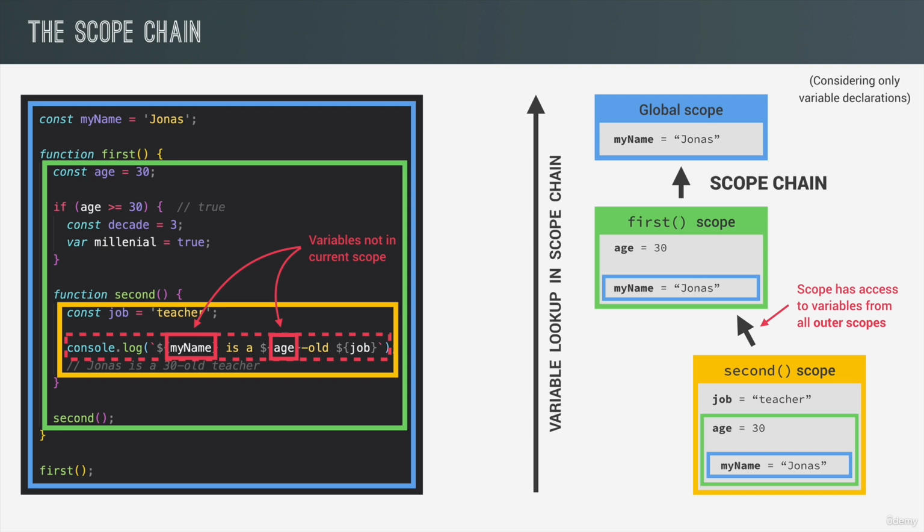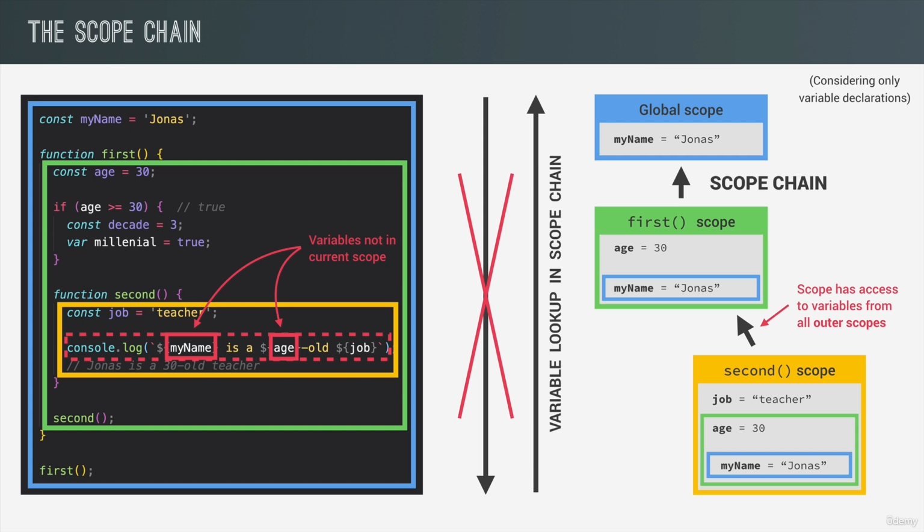What's also extremely important to note is that this does not work the other way around. A certain scope will never ever have access to the variables of an inner scope. In this example, the first scope, for example, will never get access to the job variable that is stored in the second scope. Okay? So again, one scope can only look up in a scope chain, but it cannot look down, basically.